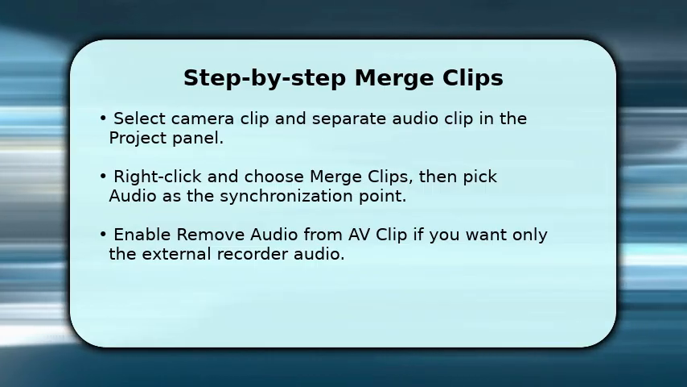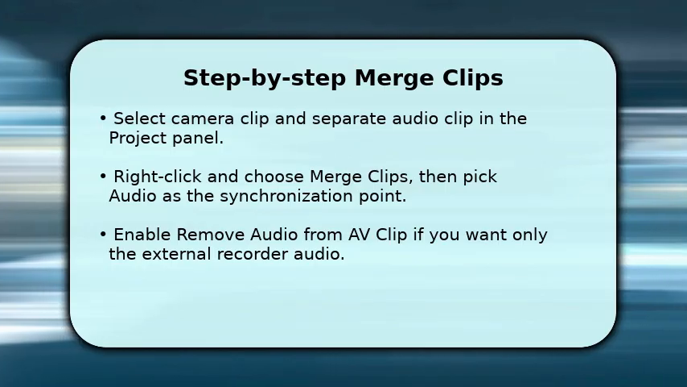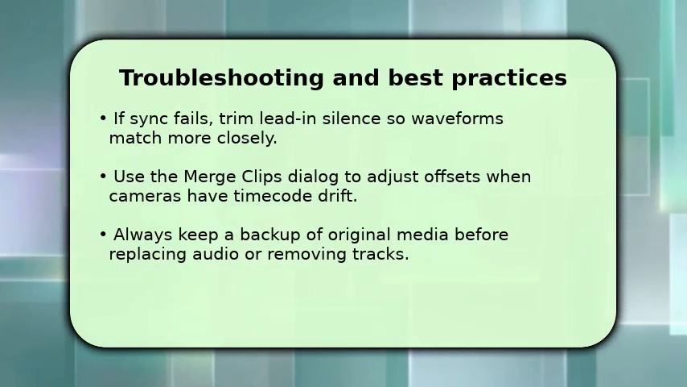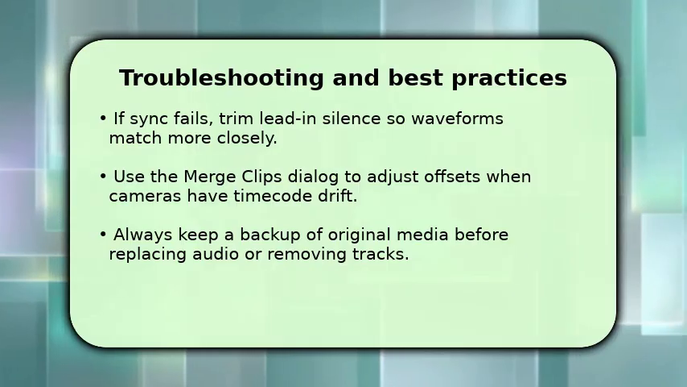If your recorder is higher quality, check Remove Audio from AV Clip to keep only the external track. Use the merged clip in your sequence for perfect synced playback. If Merge Clips fails to sync, trim any lead-in silence from either file before trying again.